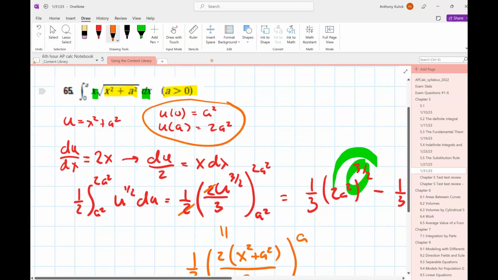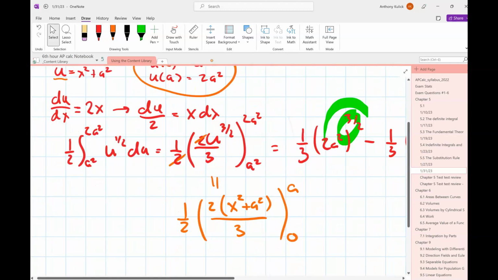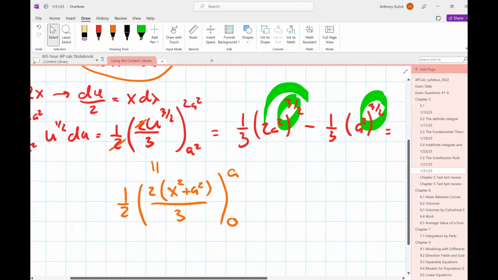So you can plug your bounds in as a function of u. So I just plugged them into u. So like 0 squared plus a squared is a squared. And a squared plus a squared is 2a squared. Okay. So I can do that, and that gets me around having to substitute things back in.